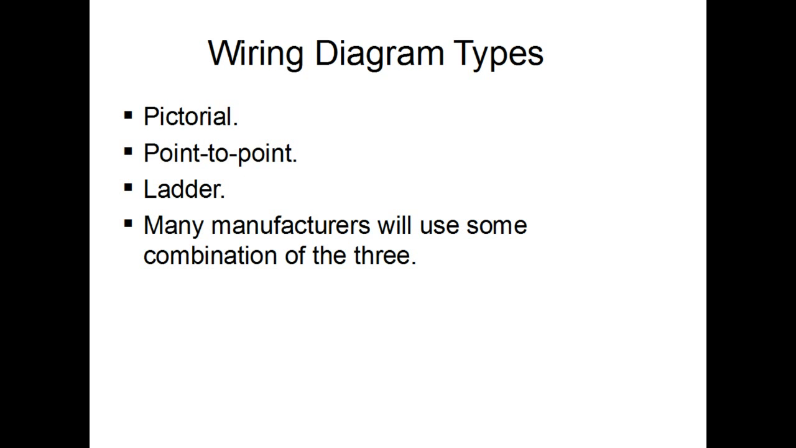Now the different types of wiring diagrams that you'll see are the pictorial, the point-to-point, and the ladder diagrams. Now, mostly you will see a ladder diagram. The point-to-point diagram and the pictorial are usually on the larger commercial equipment, but it does depend on the manufacturer which one or a combination of diagrams that you'll see.